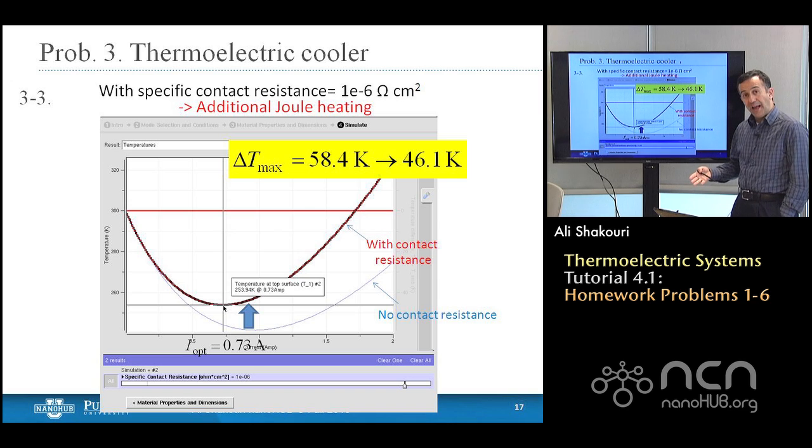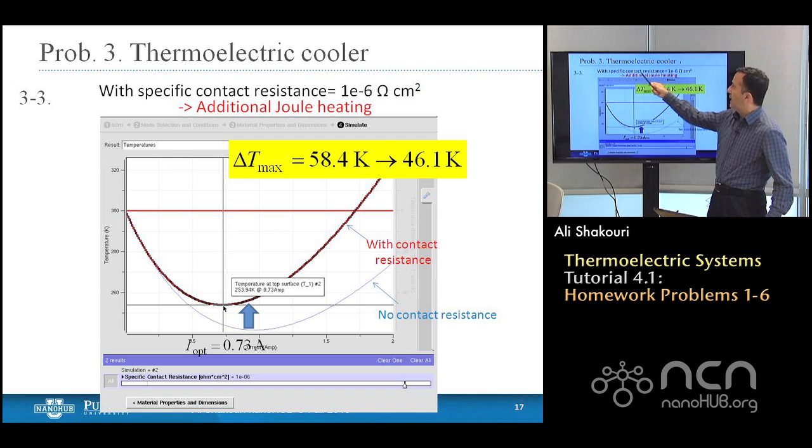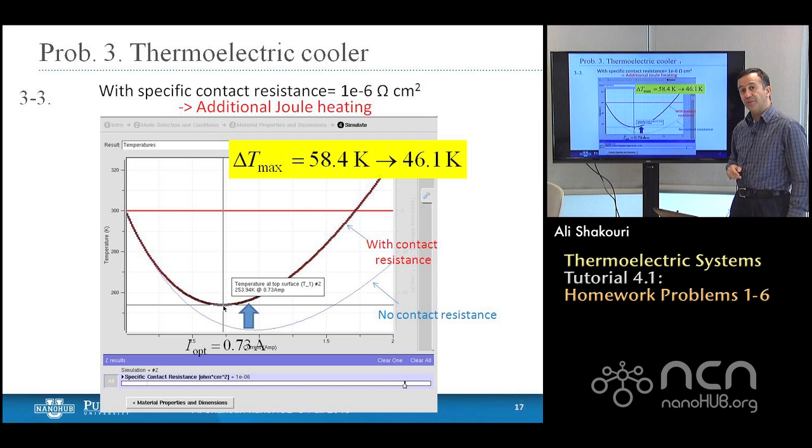What happens when you add parasitics? Again, on the simulations it's easy. You go back in the simulation and you say, let's add a contact resistance, 1 exponential minus 6 ohm centimeter square. Ohm centimeter square, that's the contact resistance. This is actually a good contact resistance, but because it's a thin film device, 50 micron, it still reduces the amount of cooling.